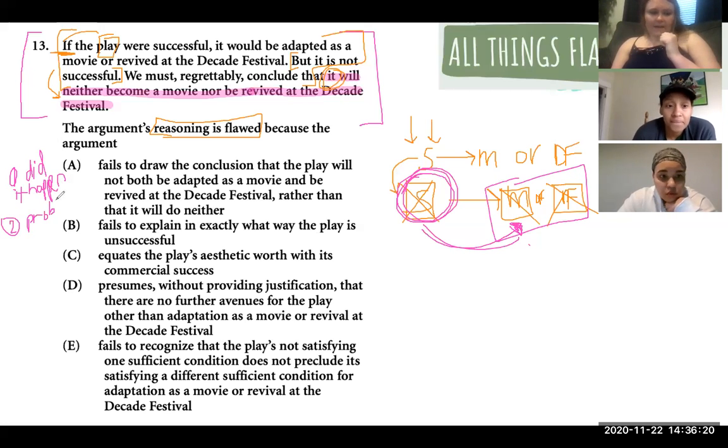This is a thinking LSAT demon guys two-tone approach.